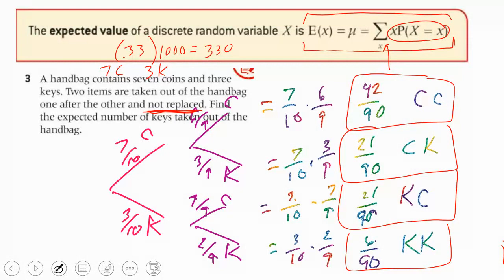So what are my situations when it's asking me for the number of keys? Well, I could either get 0 keys, I could get 1 key, or I could get 2 keys. So I need to make a table that has 0, 1, and 2 and shows those probabilities. If you haven't written that down yet, go ahead and pause and write those down before I go to the next slide.